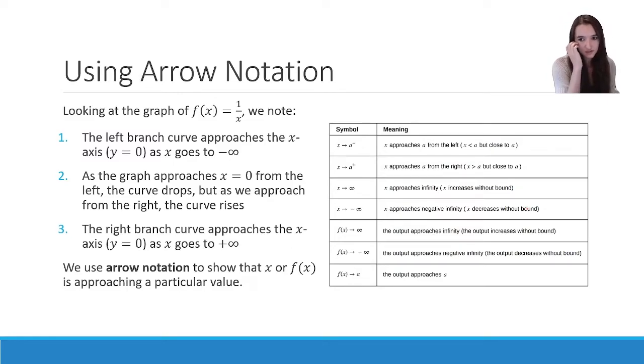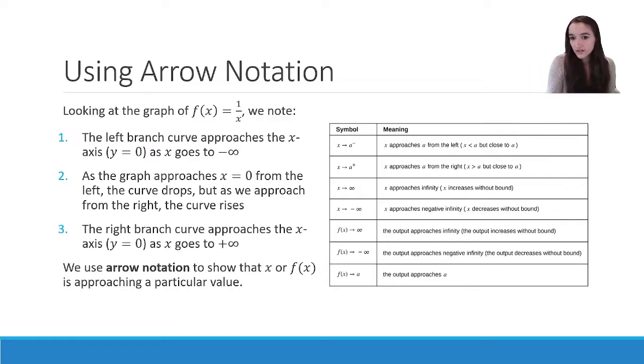Here we have the basics of arrow notation. x arrow a with a little minus sign as a superscript, where you would put an exponent, means x is approaching a from the left. So x is less than a, but getting really close to a. A plus sign in that corner means x is approaching a from the right. So x is greater than a, but getting really, really close to it.